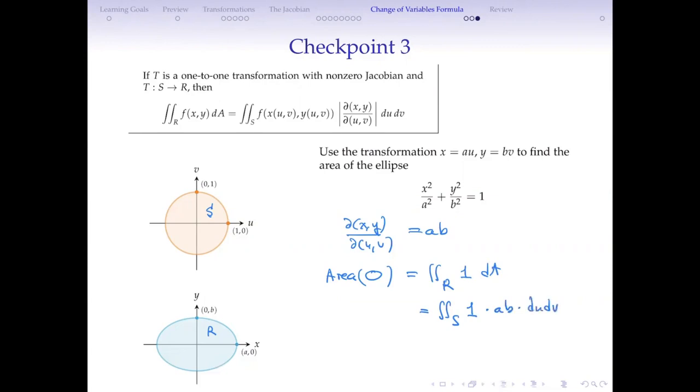Okay, so what are the corresponding bits here? The Jacobian is here. The du dv is here. And finally, the function is here. Now here's what I want you to notice. The double integral in S is just over the unit circle. So I really don't have to compute anything because I know exactly what the area of the unit circle is. The area of the unit circle is pi r squared, right? So I just get pi times a times b, and that's the area of the ellipse.